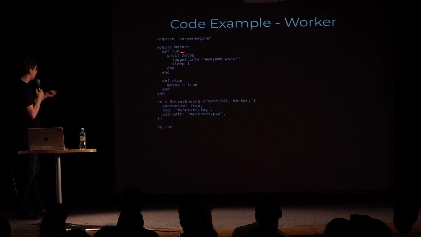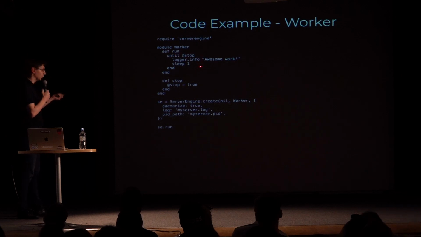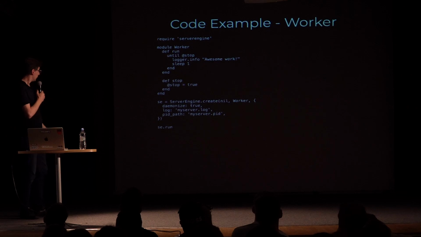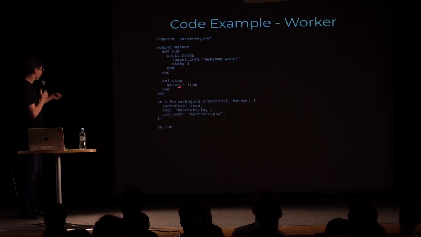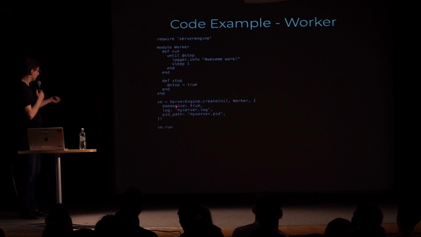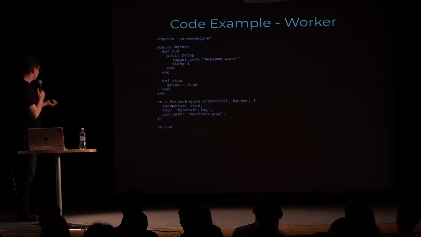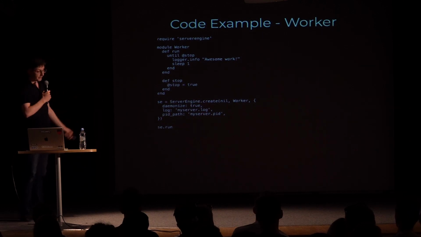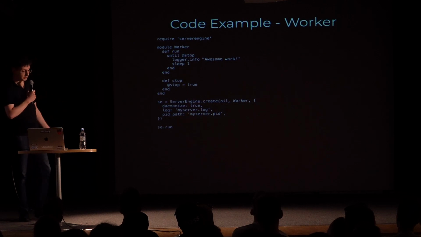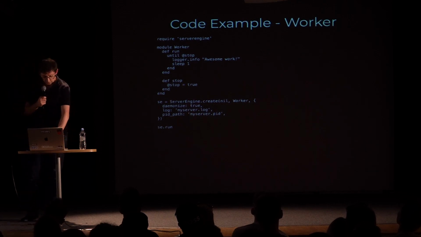And in run, you have this indefinite loop, which just does the work. And this is a very, very simple definition. And how you execute it, you just run ServerEngine, create. You give the worker, and you define some options. As you may or may not read, you can daemonize it, so it runs in the background. It gives you a log file and a pid file. So you have a full-blown server done in like 4 lines of code.